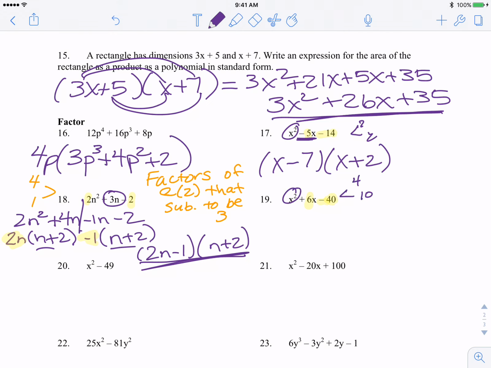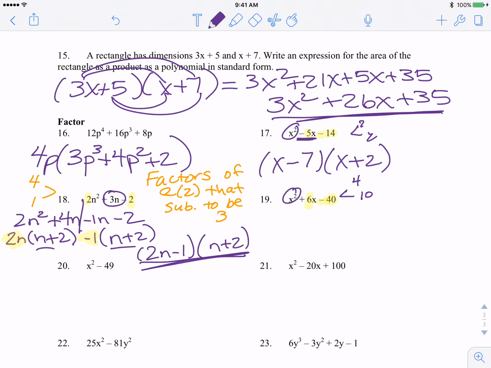Number 20 is two terms, and it is a difference of two perfect squares. So to factor a difference of two perfect squares, I take the square root of this first term. The square root of that is x, plus the square root of this term, which is 7. And then I do the same thing, but then I have a minus. So I have square root plus square root times square root minus square root.